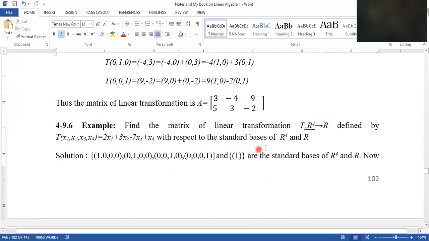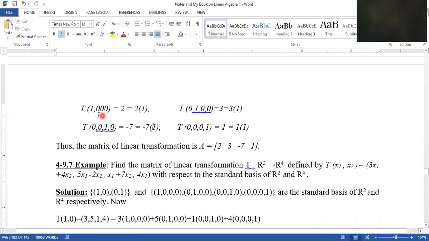With respect to the standard bases for R4 and R. The standard basis of R4 is (1,0,0,0), (0,1,0,0), (0,0,1,0), and then (0,0,0,1), and the standard basis of R is 1. So you have to put the standard basis of R4 in this, and ultimately you will get one value, because R is a one-dimensional vector space, and this is a four-dimensional vector space.